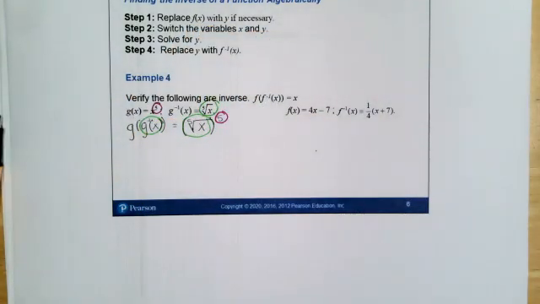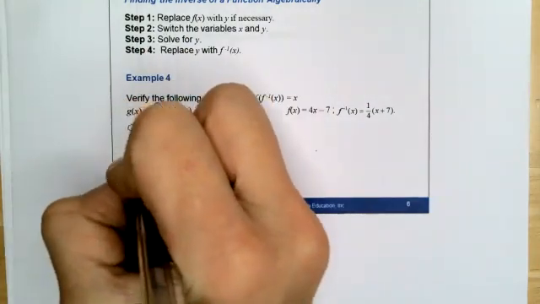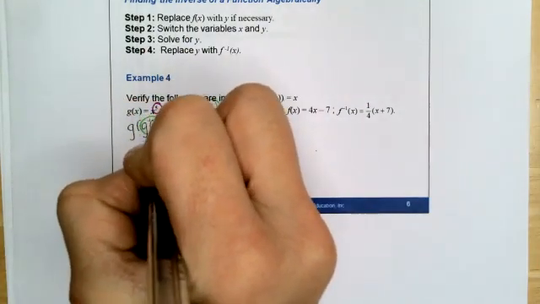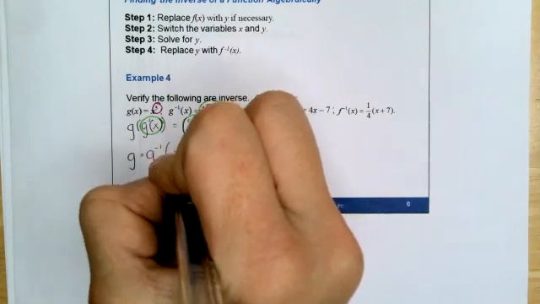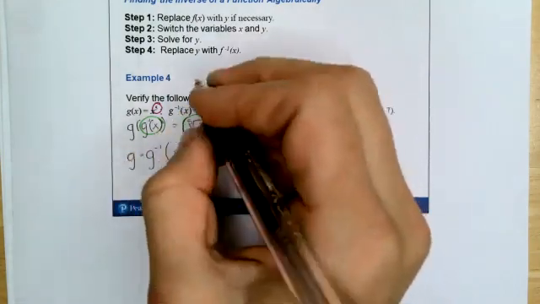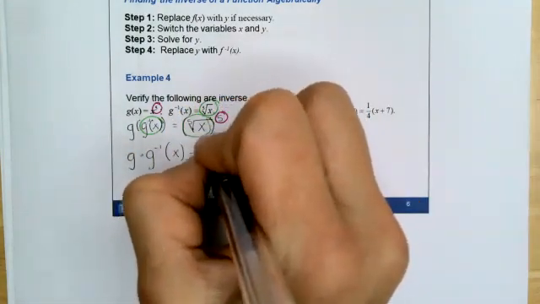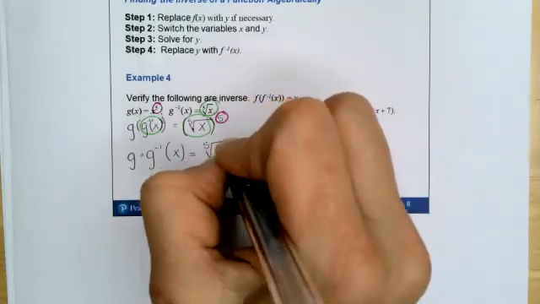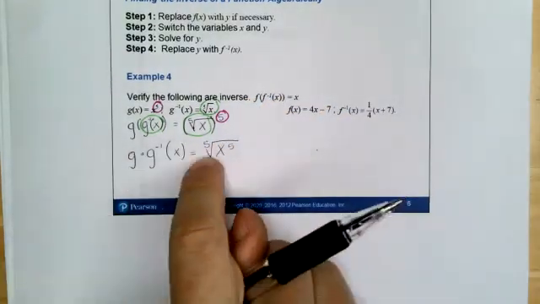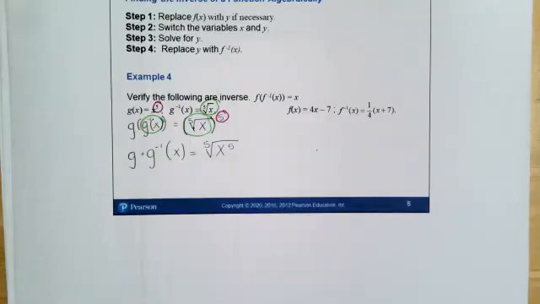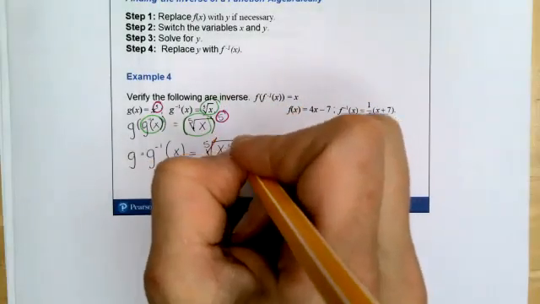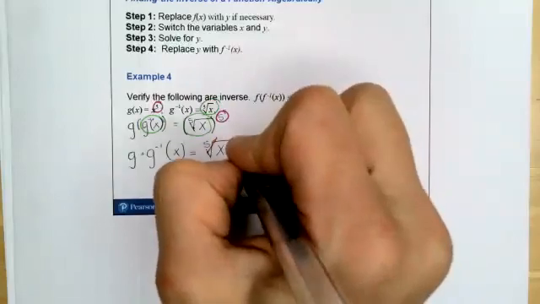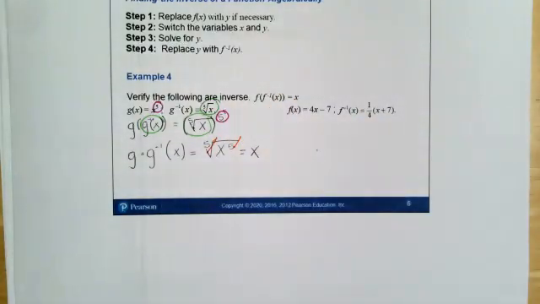Now we're just going to solve, okay? So I'm going to write it again. g of the inverse of g of x is the fifth root of x to the fifth. We know that taking the fifth root of something that is raised to the fifth power cancels, and we just get x. So we have proved mathematically that these two are inverses of each other. Good.